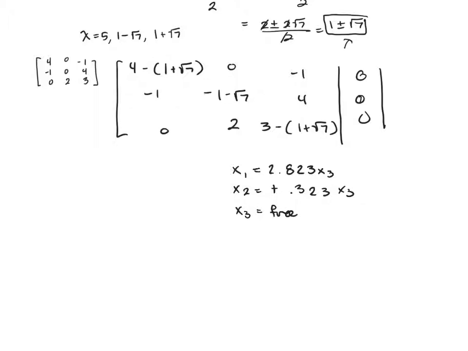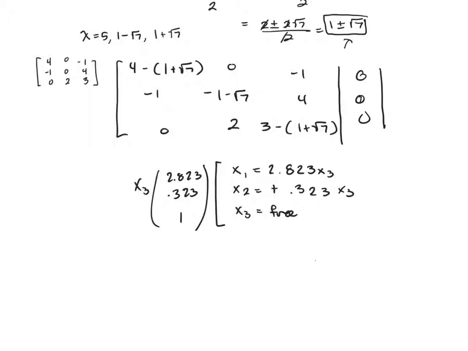So if we plug these in exactly, this comes out to be x3 times 2.823 and 0.323 and 1. We're going to get close but not exact. So I'm going to go ahead and plug this in and put it against A to see what I get.